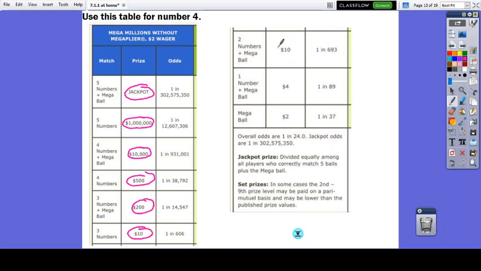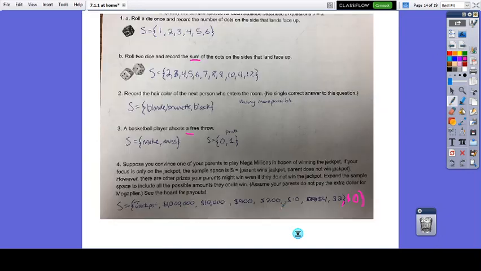We don't need to add $10 in there again because it's already there. So we just leave it. They can win $4. They can win $2, or they could not win. So you have to add the $0 to your list. So that's where my sample space of this came from.